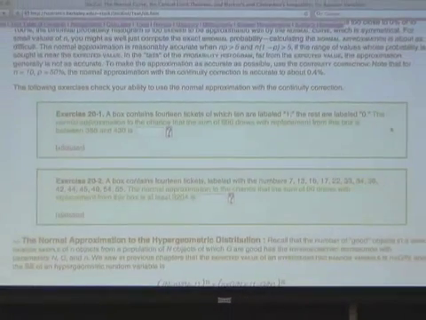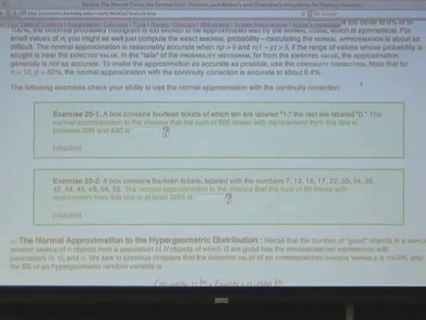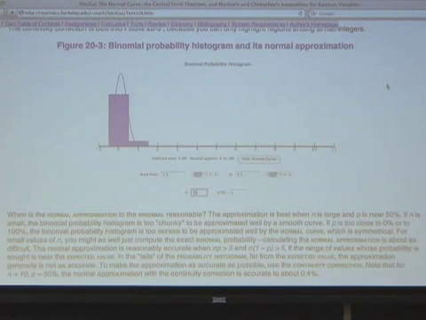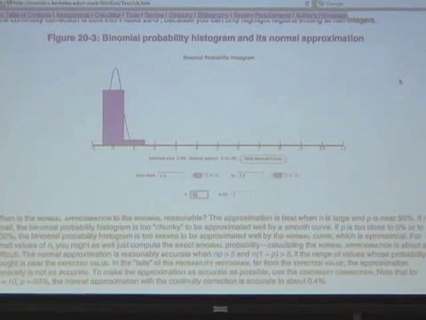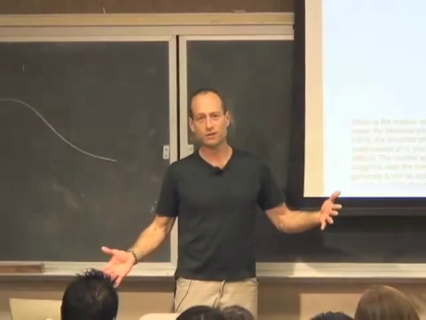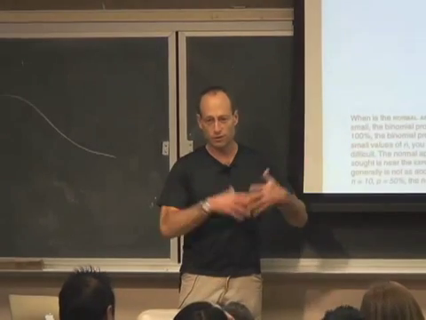So let's do an exercise. First of all, when is the normal approximation going to be good for a binomial? When's it going to be bad? It's better when p is close to 50% than when p is close to 0 or 100%. It's better the bigger n is. The larger the number of draws, the better the approximation is.